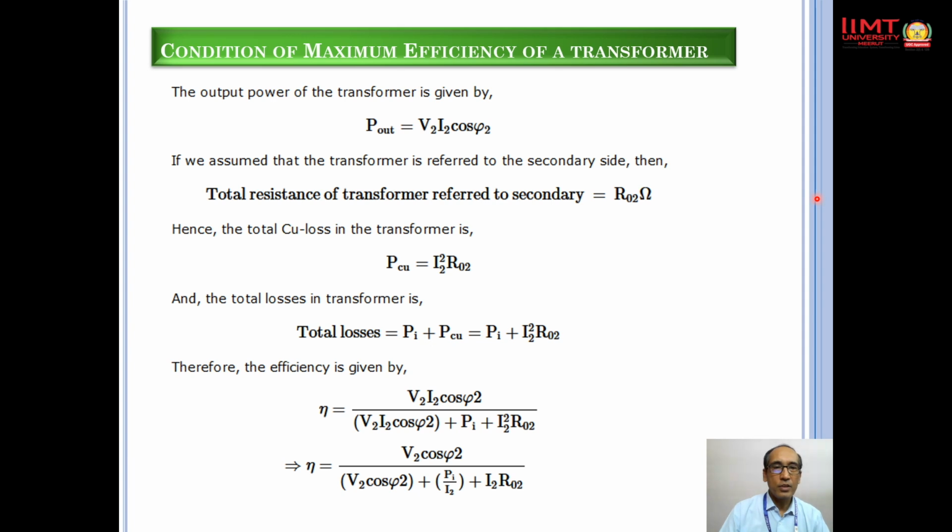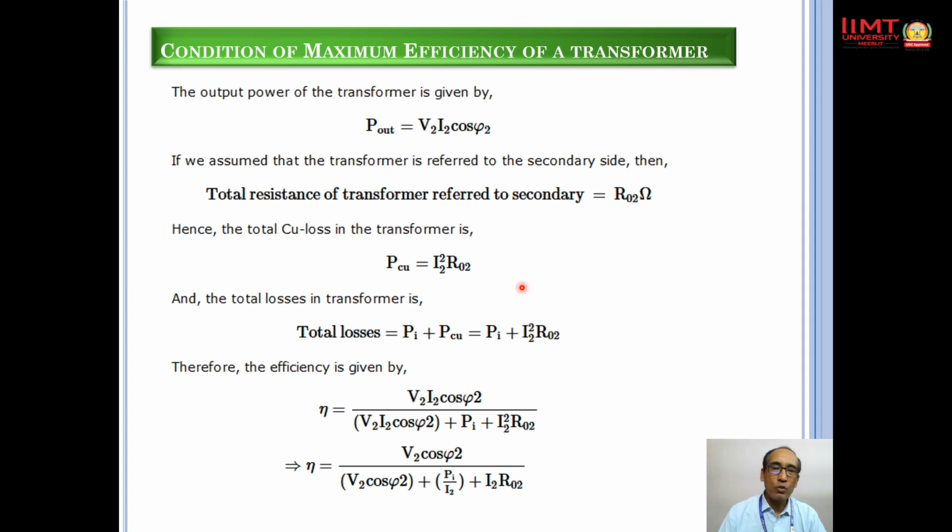So in continuation, the condition for maximum efficiency of a transformer: when will the efficiency of the transformer be at its maximum value? So P output we are representing here as V2 I2 cos phi 2, and copper loss we are representing here as I2 square R02. R02 means secondary side ohmic resistance and I2 is the secondary side current.